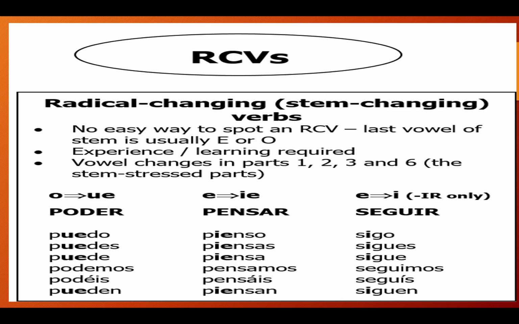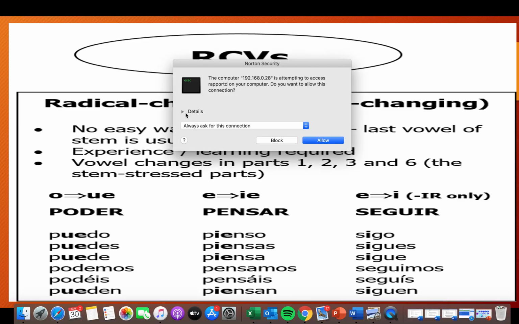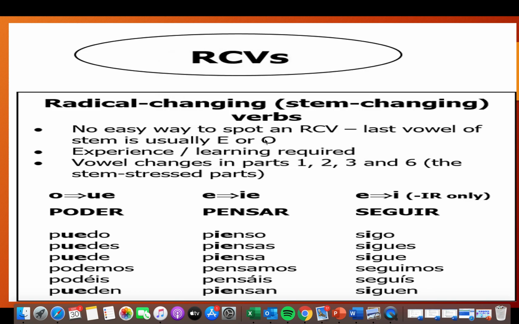So these stem changes involve the last vowel of the stem, it's usually an E or an O. And these changes affect parts 1, 2, 3, and 6, which we'll see in a second.